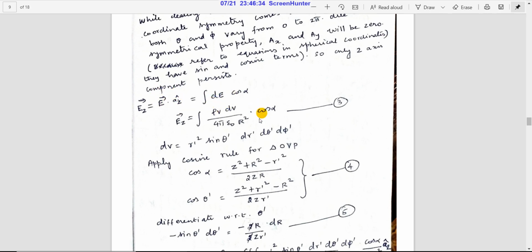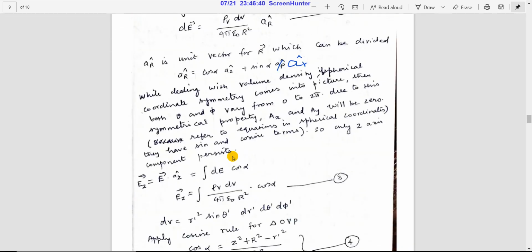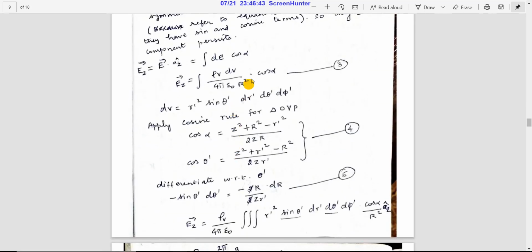so dE into cos alpha. So you know the answer for this dE, so you can write rho v dV over 4 pi epsilon naught r square into cos alpha. And also you are having the differential volume element, so you can define the differential volume element for r dash, theta dash and phi dash as r square sin theta dr d phi d theta. So since we are having the prime in the particular r, theta and phi, we can write that as r dash square sin theta dash dr dash d theta dash and d phi dash.